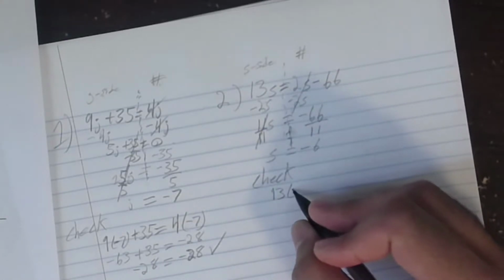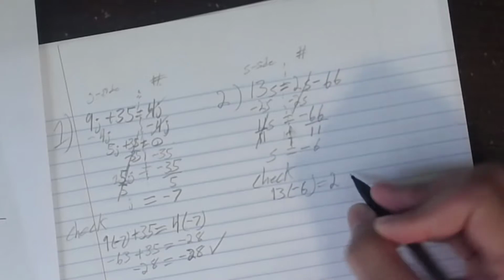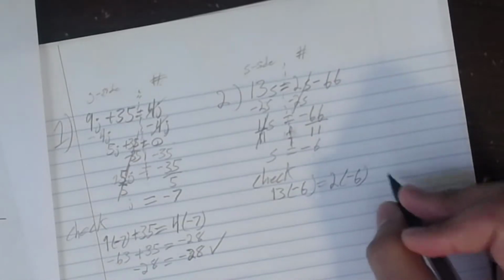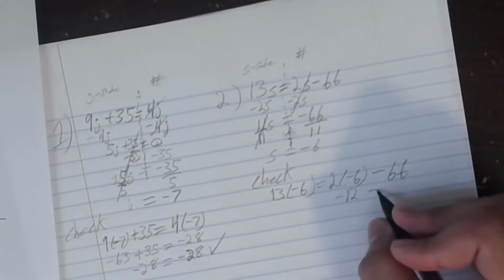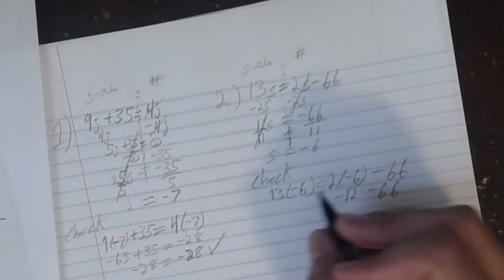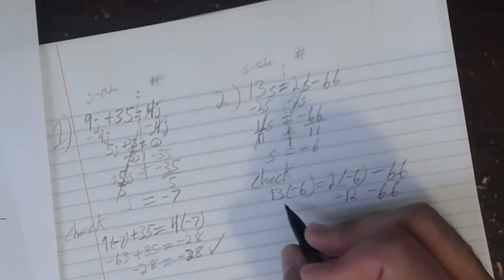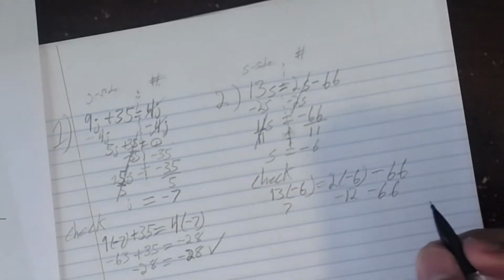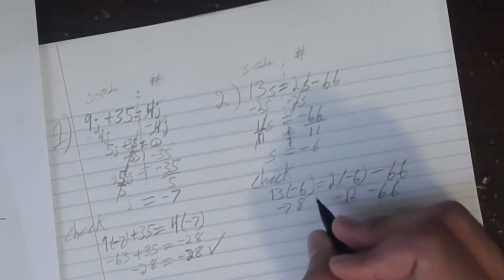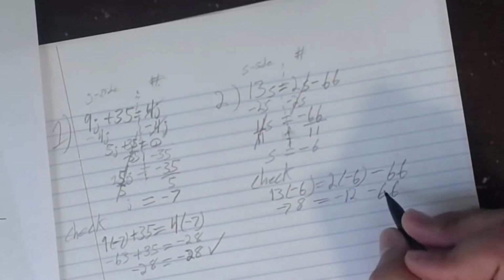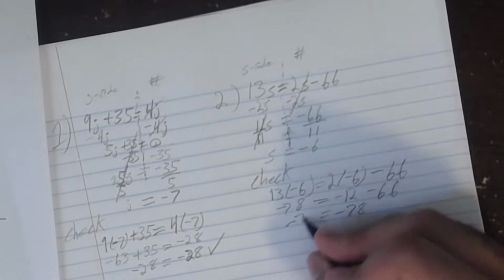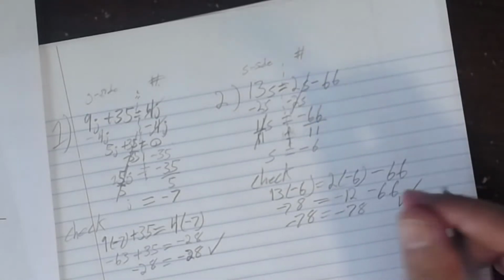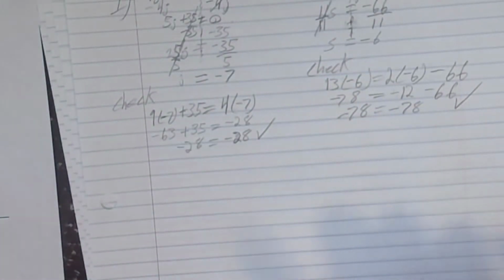We got 13s, but s is negative 6. We got negative 12 here, 66. We got 6 times 13, which is 78. Negative 78. Okay, negative 12 minus 66. This should be negative 78 again. Okay, boom. There we go. We got it. So s is in fact negative 6.